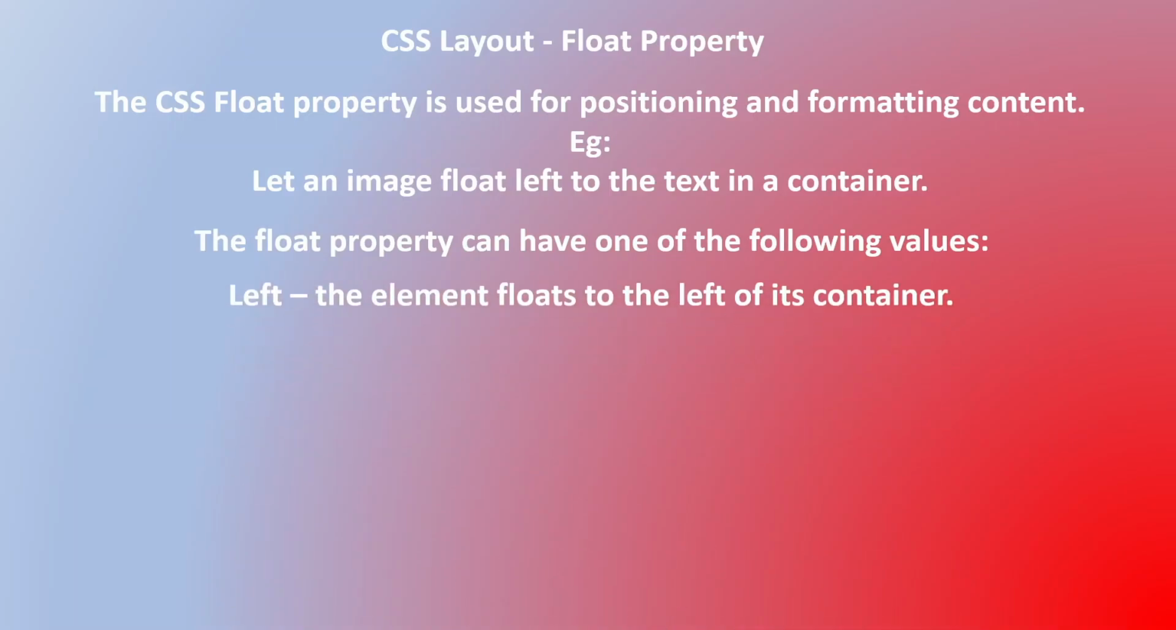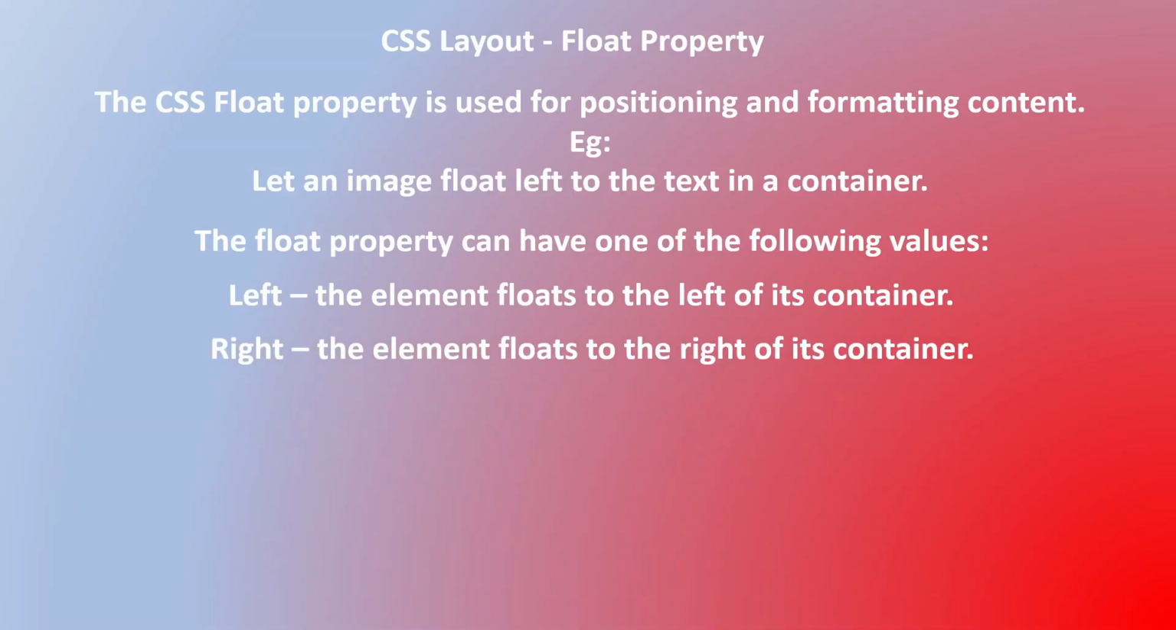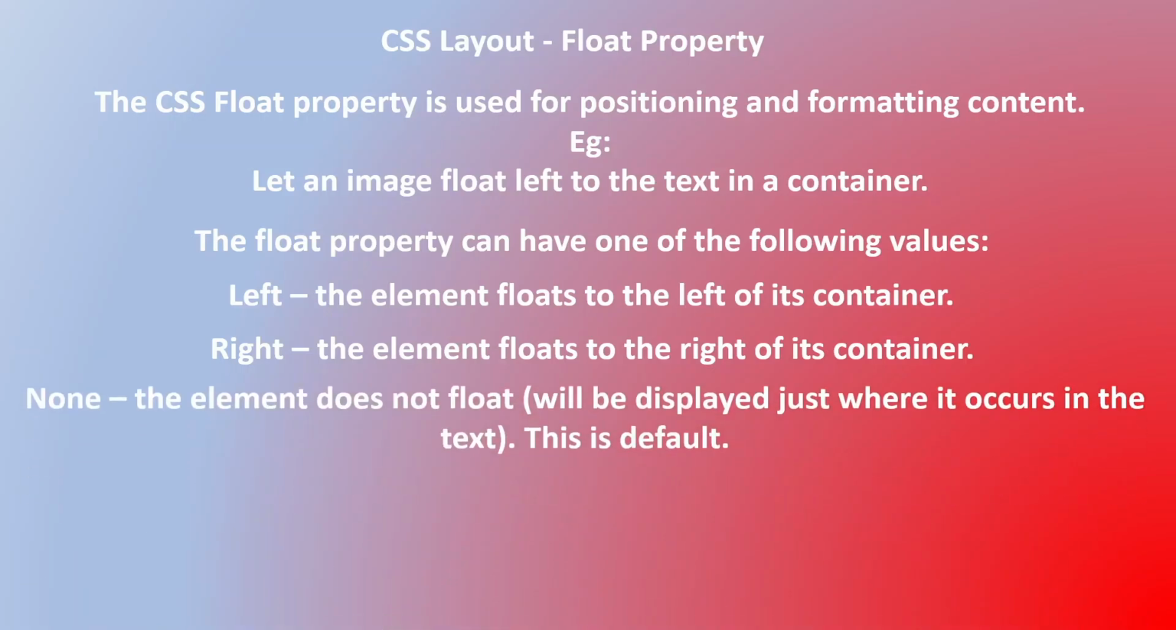Left, the element floats to the left of its container. Right, if we use this property, the element floats to the right of the container. None, the element does not float. That means the text will be displayed just where it occurs in the text. This is default if we do not set any property.